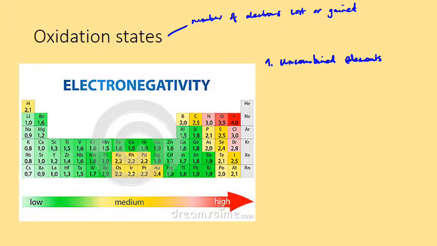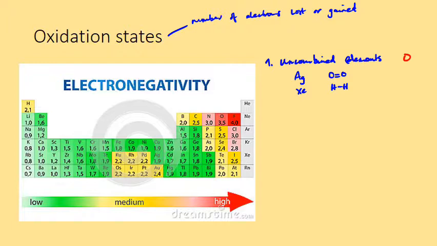So uncombined elements, for example, silver, for example, oxygen, oxygen exists as a molecule, for example, xenon, and another molecule, hydrogen, exists as a molecule. So uncombined elements are always oxidation number 0. They've not transferred or gained any electrons. So that's clear for a single atom like silver or xenon.